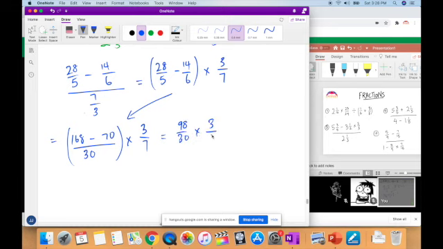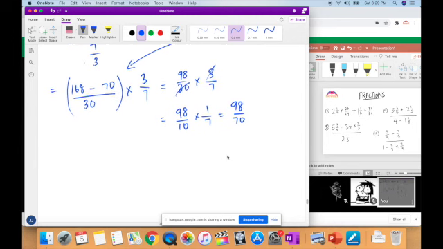Multiply by 3 over 7. Well, now I could see that this 3 could go into this 30. So I'll get 98 over 10 multiplied by 1 over 7, which is 98 over 70. You all got this answer?